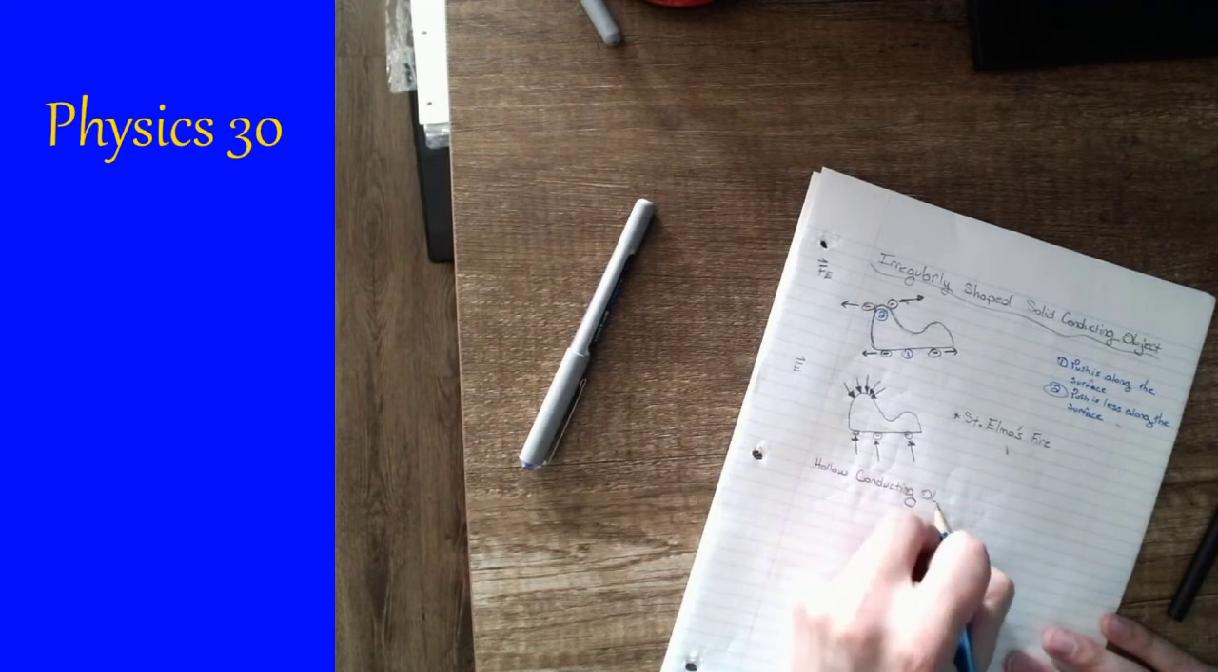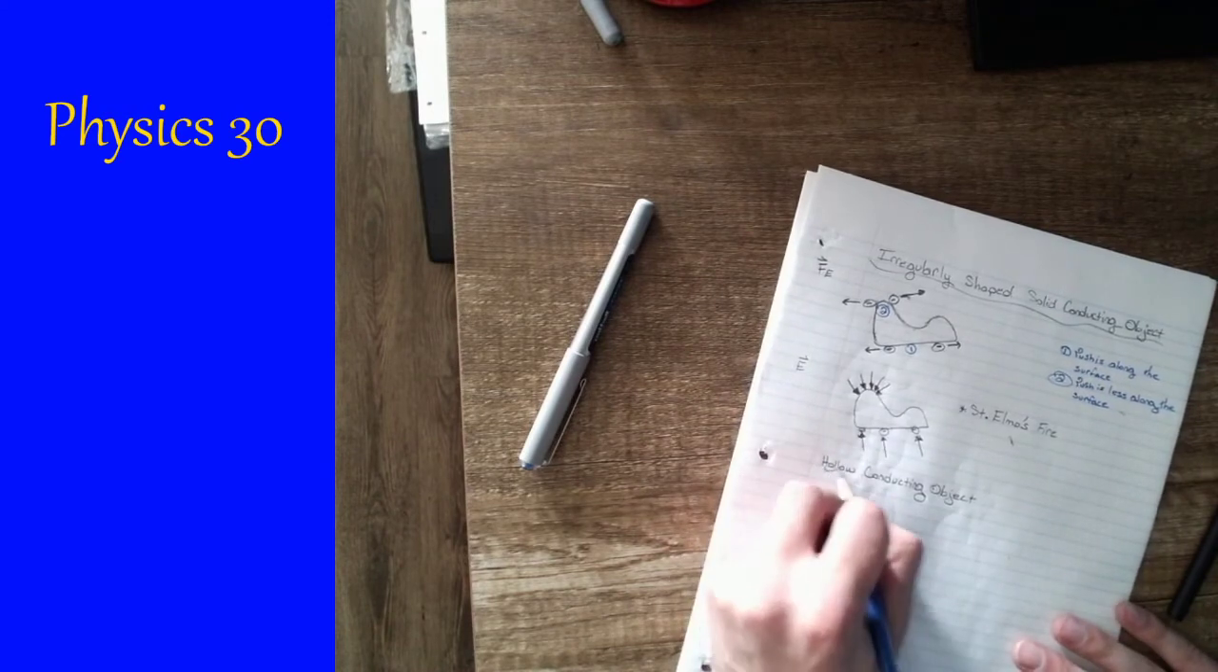Next up, we have a hollow conducting object. The particular shape we'll use is a sphere. However, this is the case for any hollow conducting object. It kind of works a little bit like this. So let's draw our hollow sphere as best as we can. And imagine that we have some charge built up.